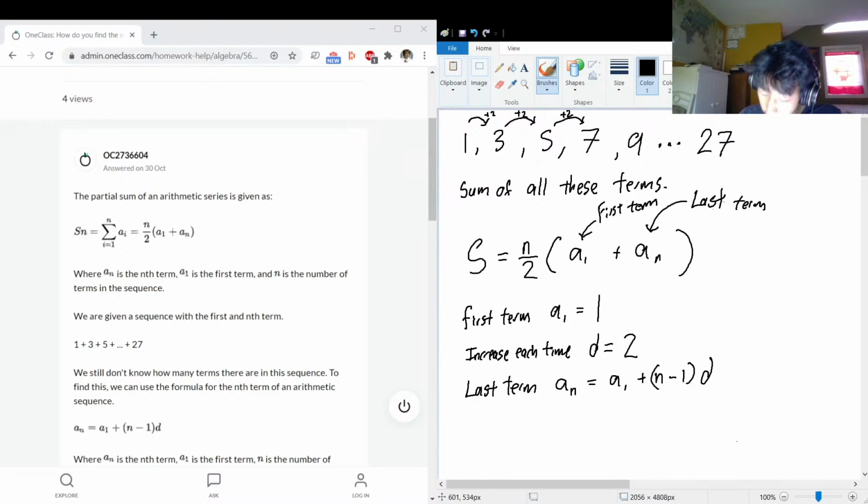multiplied by the increase every time. So the second term, n is equal to 2. 2 minus 1 is 1, so it's just a plus the increase. So it'd be like the increase is 2. And if you just try the fourth term, n equals 4. That's n minus 1. 3 times 2 plus the first term. Yep, it makes sense. That would be the value of the last term.